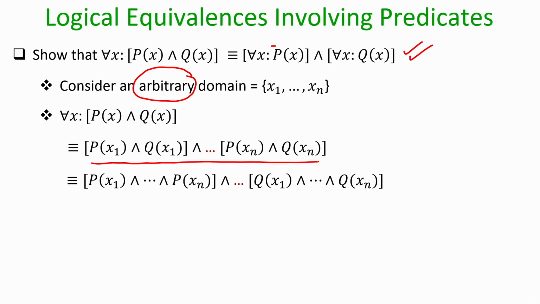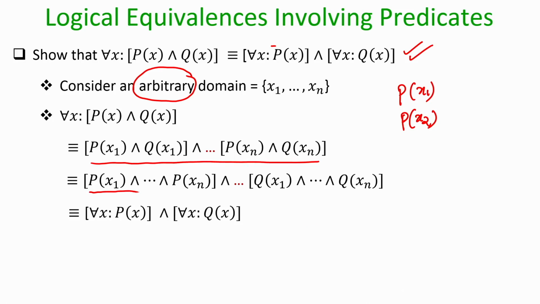Now, what I do is I just shuffle the terms here. I bring all the P terms together and all the Q terms together. So, remember, P of x1, P of x2, all these are propositions. What I am saying is since for all x, P of x and Q of x is true, that means P of x1 and Q of x1 is true, the proposition P of x2 and Q of x2 is true, and so on. And now, I am shuffling around the individual propositions.